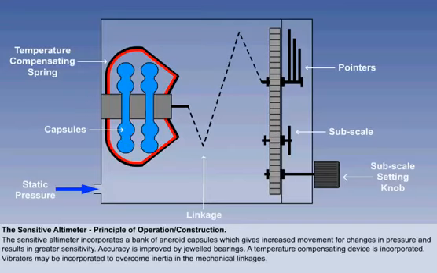As with the simple altimeter, a temperature compensating device is incorporated, which minimizes the errors caused by expansion and contraction in the linkages. Some sensitive altimeters incorporate vibrators, which help overcome friction and the inertia of the mechanical linkages. This assists in giving a faster response rate to altitude change.